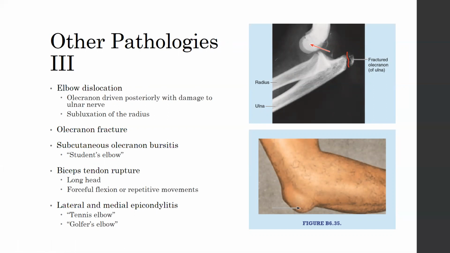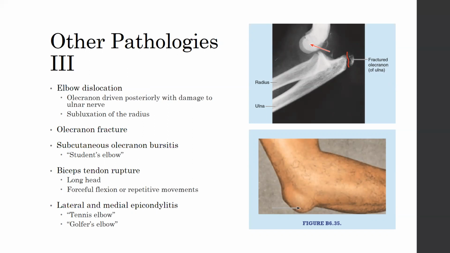Olecranon fracture. When you smash your olecranon against something, pretty obvious. Student's elbow is something you examine for, I think, in clinical skills as well. It's just compression over the elbow bursa, and that can also occur from repetitive extension motions. It's also called dart thrower's elbow for obvious reasons. Biceps tendon rupture. I'm sure you guys have all seen videos of someone's tendon rupturing. There's a really loud popping noise, and then the muscle basically just curls up into a ball. And that's very obvious and very easy to diagnose.